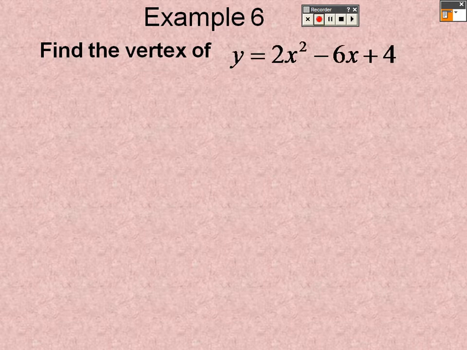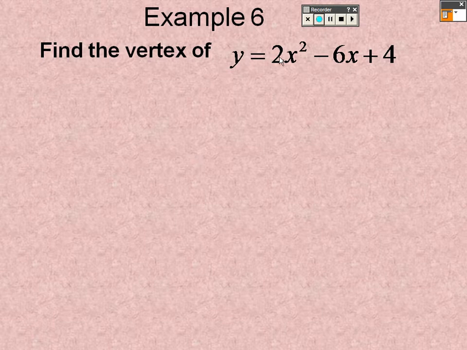So find the vertex of 2x squared minus 6x plus 4. Now, you could put it into standard form, and you could sit there and say the opposite of h and k and get your vertex point. Or, instead of doing that, you could just use the formula that I said of negative b over 2a.